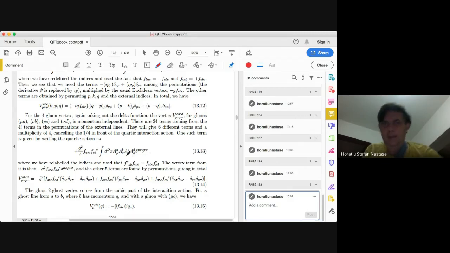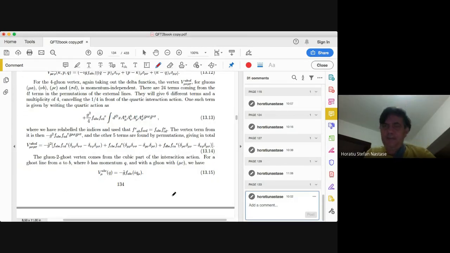And I can probably find corresponding other permutations. But the other corresponding permutations you can find yourself using the symmetries that I described, that basically f^{ABC} is totally anti-symmetric. And then in here you just permute indices and redefine indices, and you find this vertex.